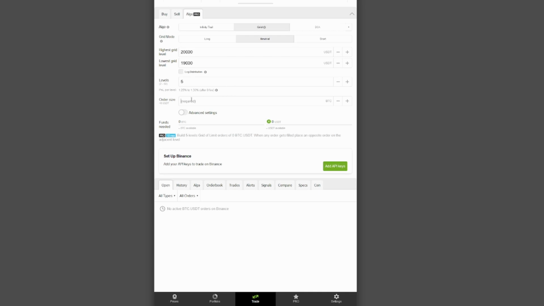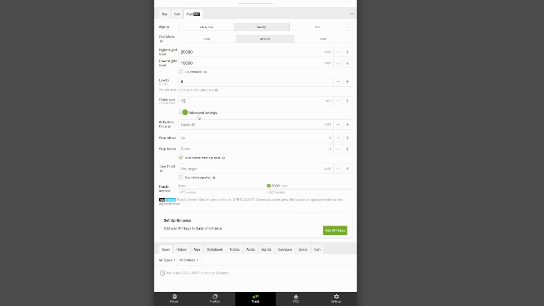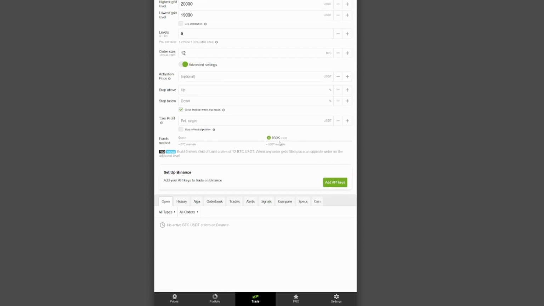So order size, you can also set that. You can also set the amount of advanced settings, so activation price, stop above, stop below, take profit, and then if you have funds, you can actually put that here. You can see the BTC available. You can also see the USDT available.